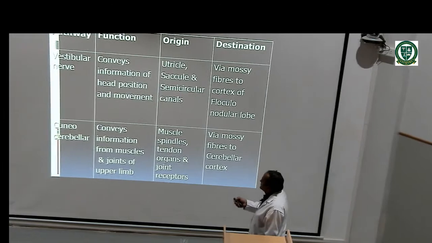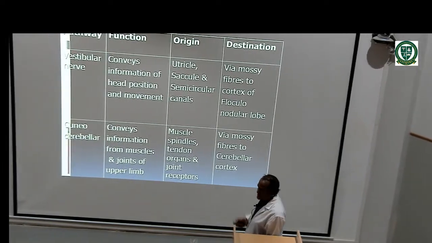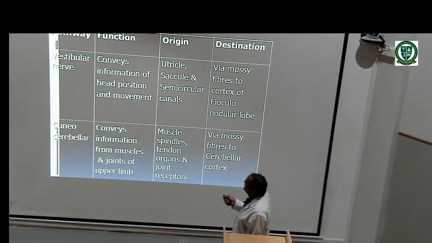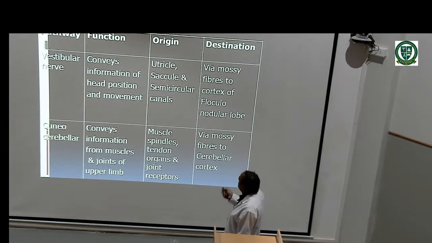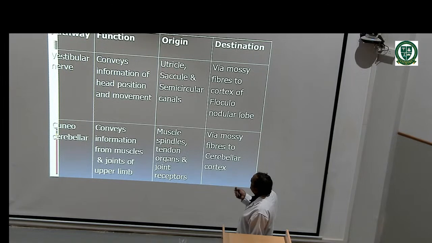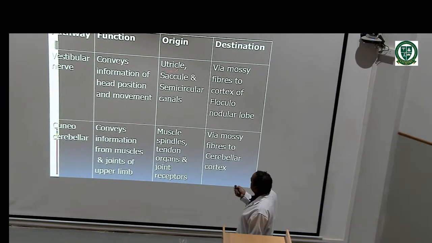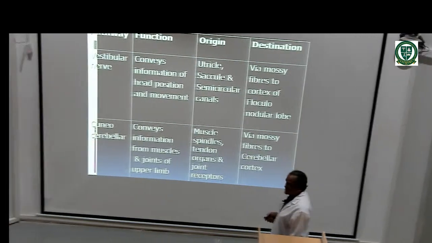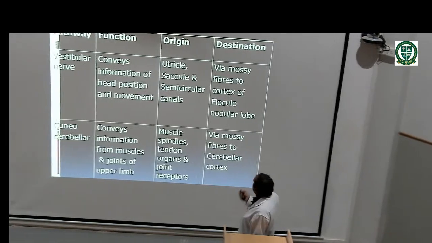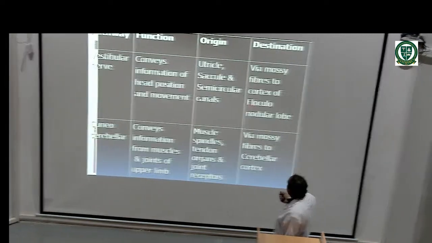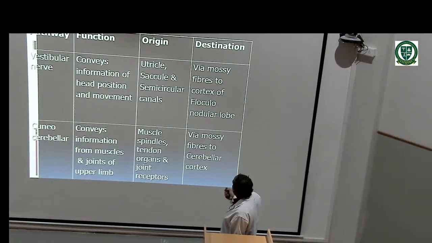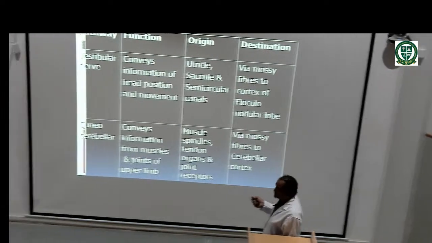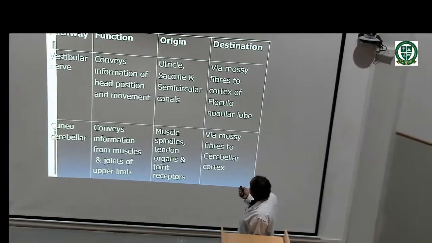The next pathway is the vestibular nerve. It conveys information about head position and movement. These fibers arise from the utricle, saccule, and semicircular canals, and they end in the cortex of the flocculonodular lobe of the cerebellum via mossy fibers.